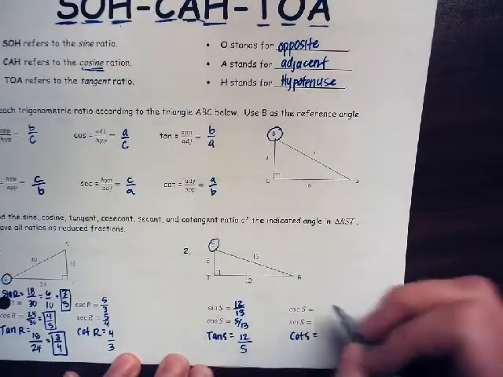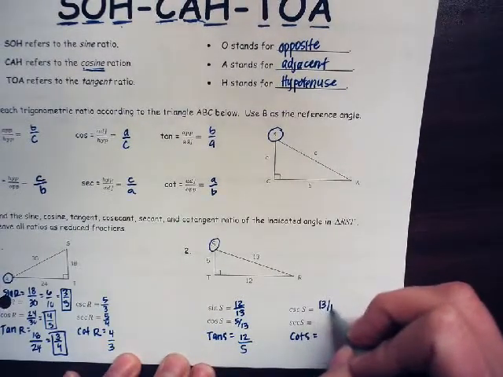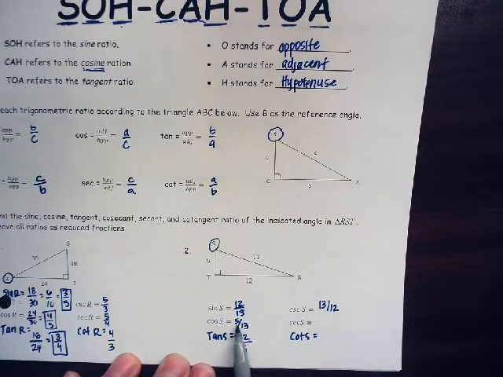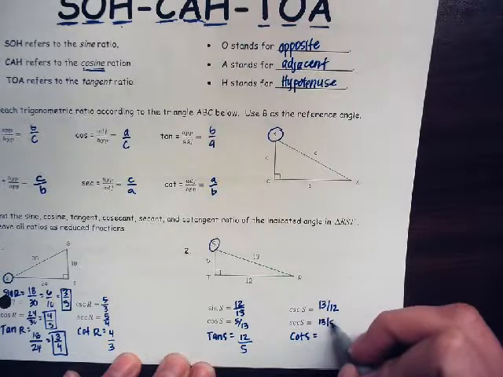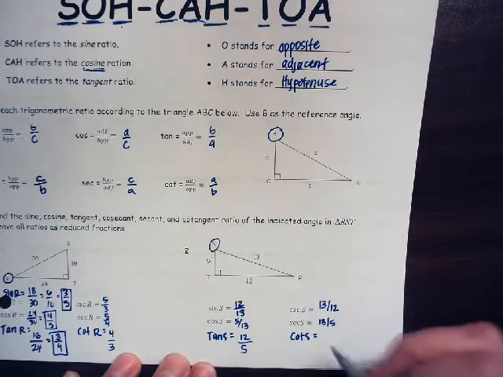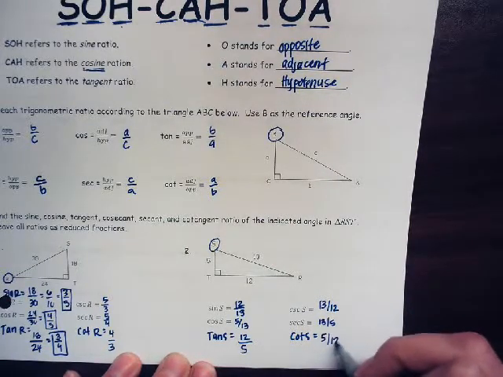Cosecant is the reciprocal of the sine, so I'm going to call it 13/12. The secant is the reciprocal of the cosine, so it's 13/5. And the cotangent is the reciprocal of the tangent, so it's 5/12.